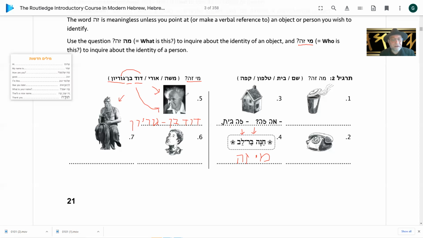Okay, so mi, ze, so they're asking. We know that little boy, remember that was Ori right there. Or Uri, I think is what they had, Uri. Okay, so then finally, by process of elimination, we've got Moshe right here. So this is Moshe. Okay, so mi, ze, who is this? Pointing to a picture of Moshe. So the answer is Moshe.